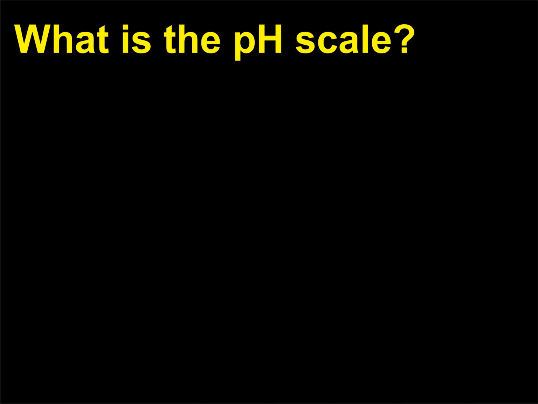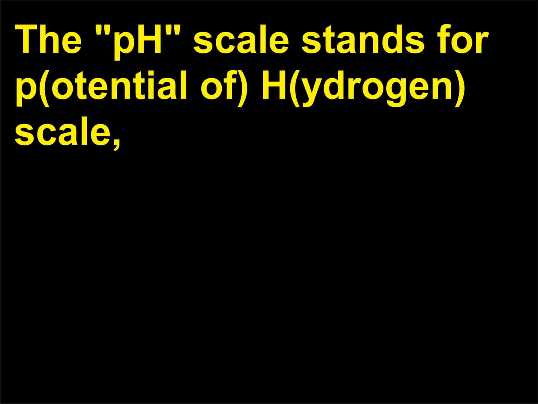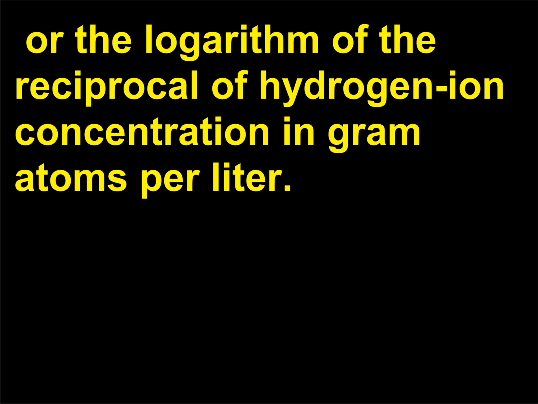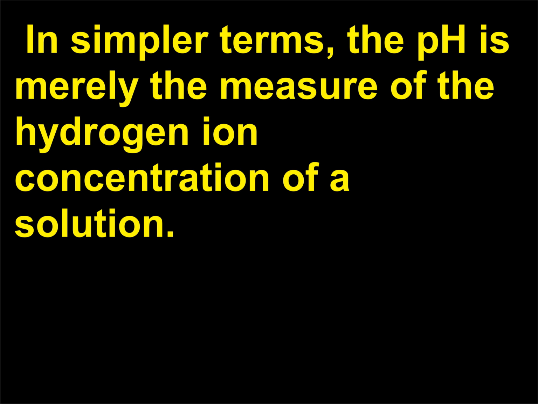What is the pH scale? The pH scale stands for P, potential of, H, hydrogen, scale. Or the logarithm of the reciprocal of hydrogen ion concentration in gram atoms per liter. In simpler terms, the pH is merely the measure of the hydrogen ion concentration of a solution.